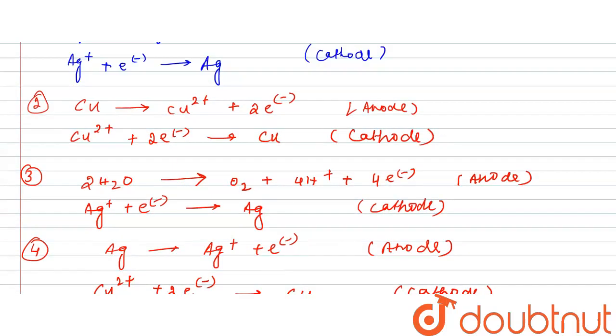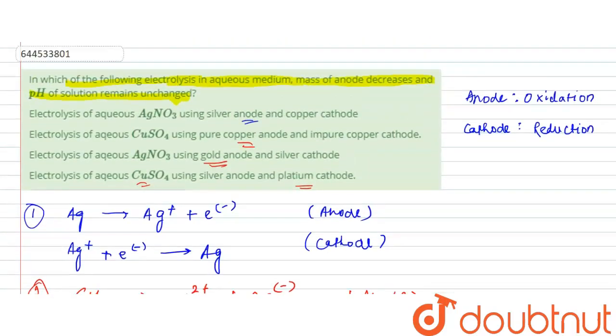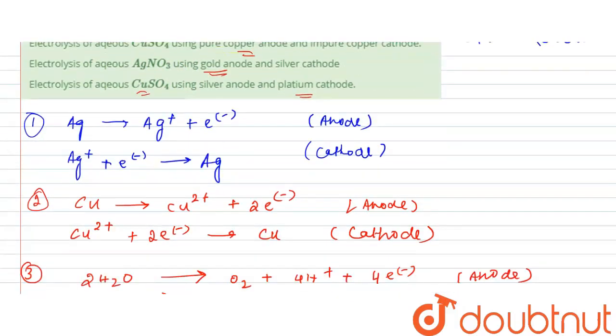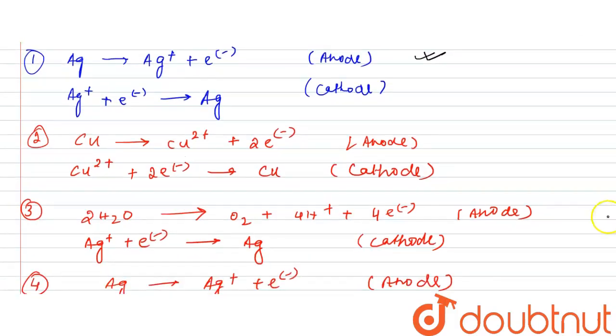Now what is your aim? Your aim is to see in which of the cases the pH remains unchanged and mass of anode decreases. Mass of anode is decreasing if you are using a silver anode, because Ag plus ion is formed. So in the first case, the mass is decreasing and the pH is also remaining unchanged because H plus concentration is not altering, right? So the first one is correct. The pH is unchanged and the mass of anode is decreasing.